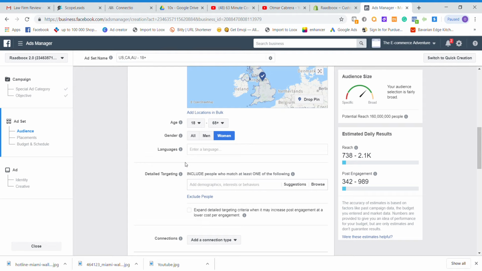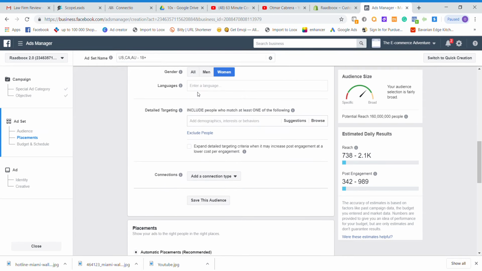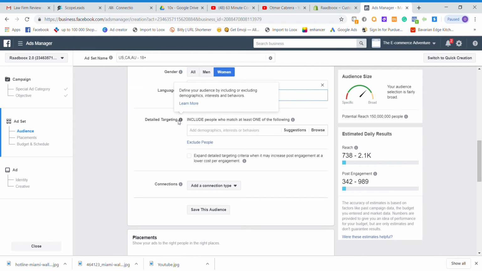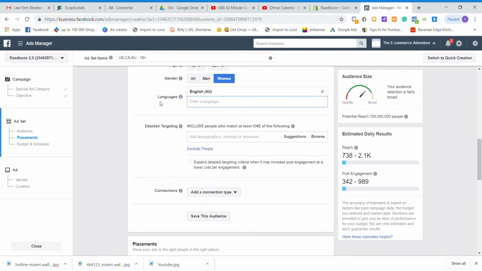For languages, you can leave this blank because Facebook's going to obviously optimize only for the English language. So you can honestly just leave that blank. I usually leave it blank. If you feel comfortable just typing English in here, you can just do English all, and then basically have it populate.